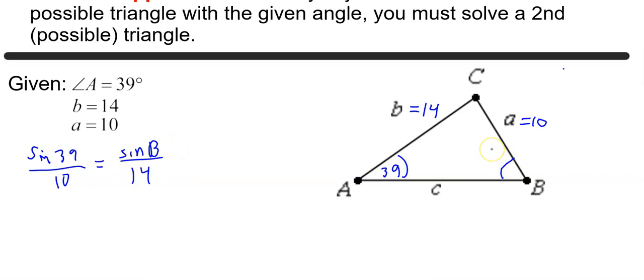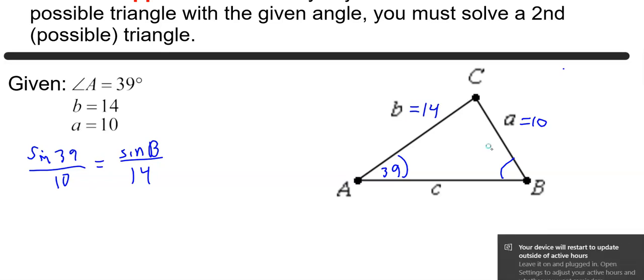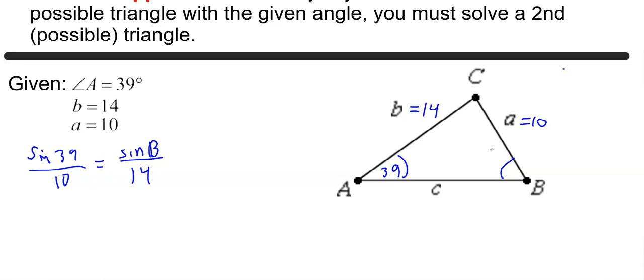We don't know anything about C yet, so we're not going to use that ratio yet. We'll eventually have to do that, but not yet. So we're going to solve for angle B, the first angle. We're going to set up and start solving. So we're going to have 14 times sine of 39 equals 10 times sine of B. We're going to divide by 10, divide by 10.